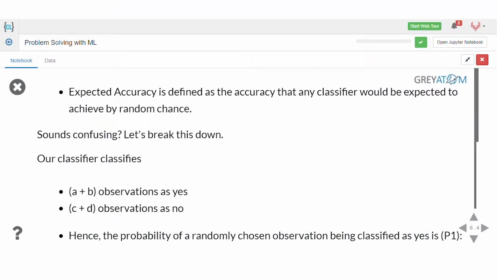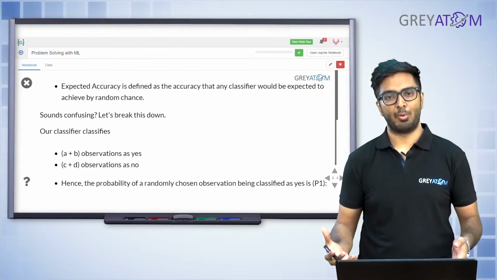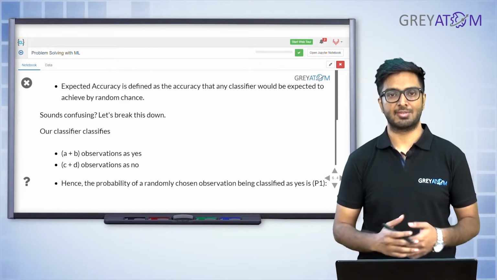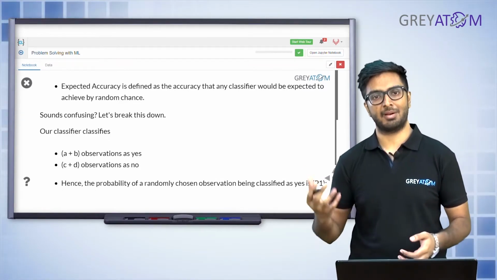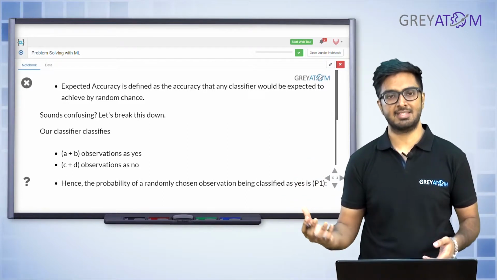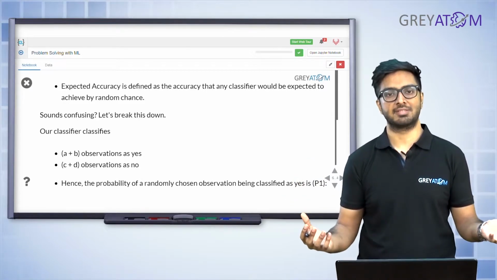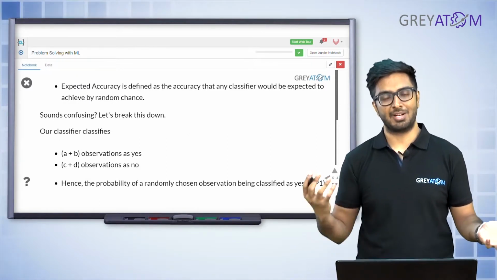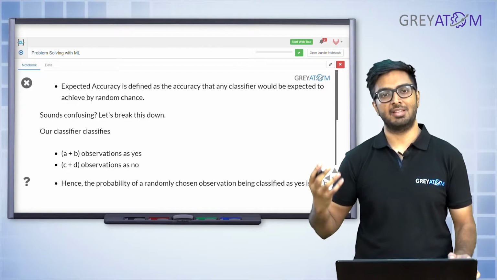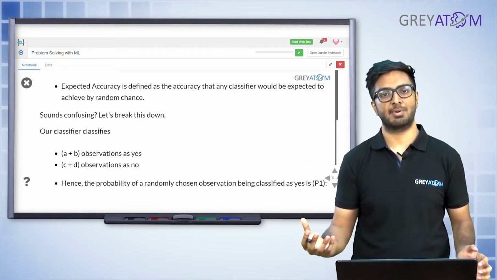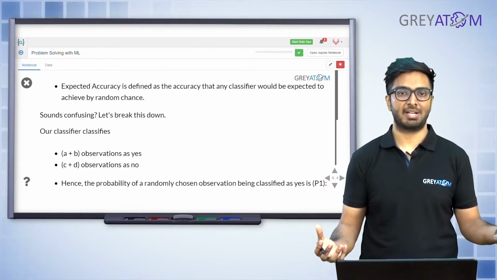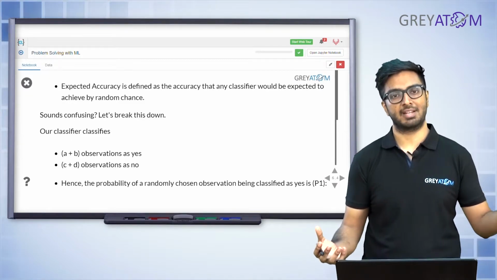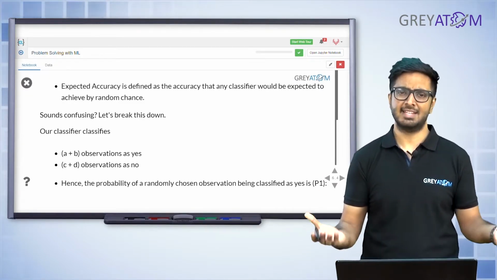Now what is the expected accuracy? Expected accuracy is the fact that if I randomly pick up one of the samples, what is the probability that it would be correct, right? So now there could be two things. You could randomly pick up a yes or a positive instance, or you could randomly pick up a negative instance, right? So expected accuracy is nothing but what is the probability that if you pick up a random positive instance, you have classified it as positive, or if you have randomly picked up a negative instance, what is the probability that it is classified as negative, right? That's an easy concept, right?